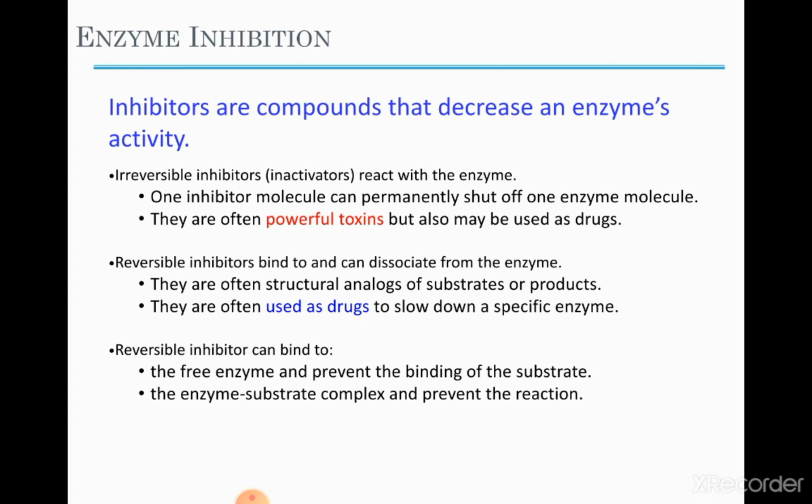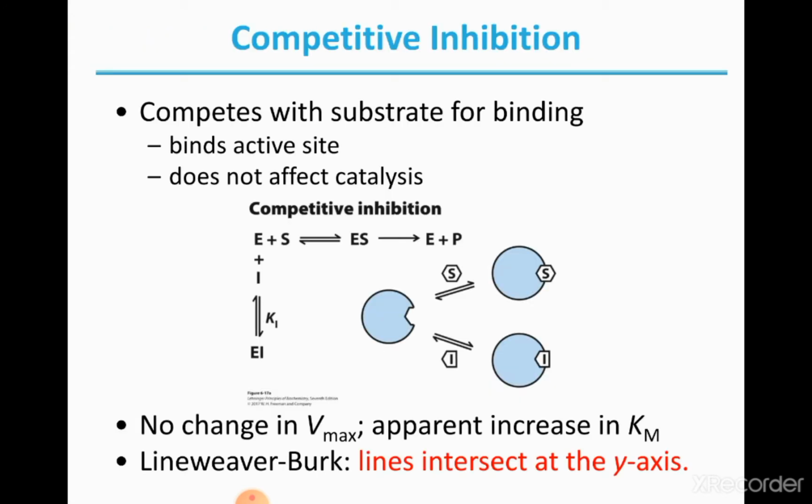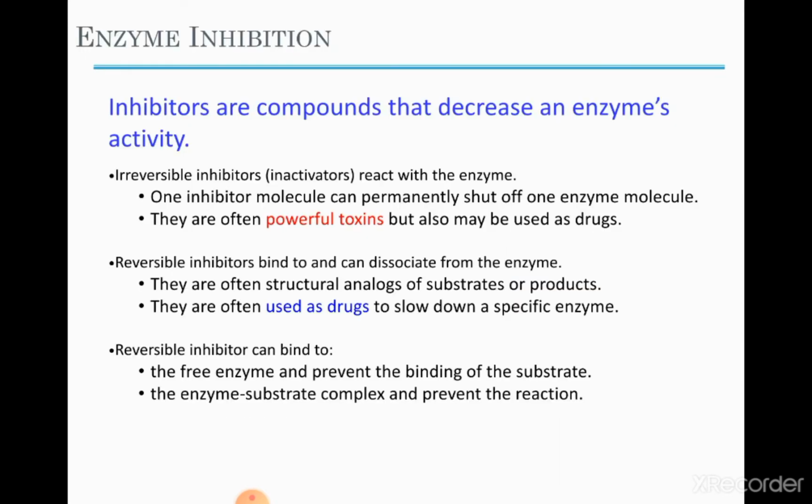Inhibitors can be irreversible or reversible. Reversible inhibitors bind to the enzyme and bring down the activity, and they can also dissociate from the enzyme after some time. The process is reversible. Irreversible inhibitors, once they bind to the enzyme, completely shut down the activity of the enzyme molecule. They are usually powerful toxins. Sometimes they are used as drugs.